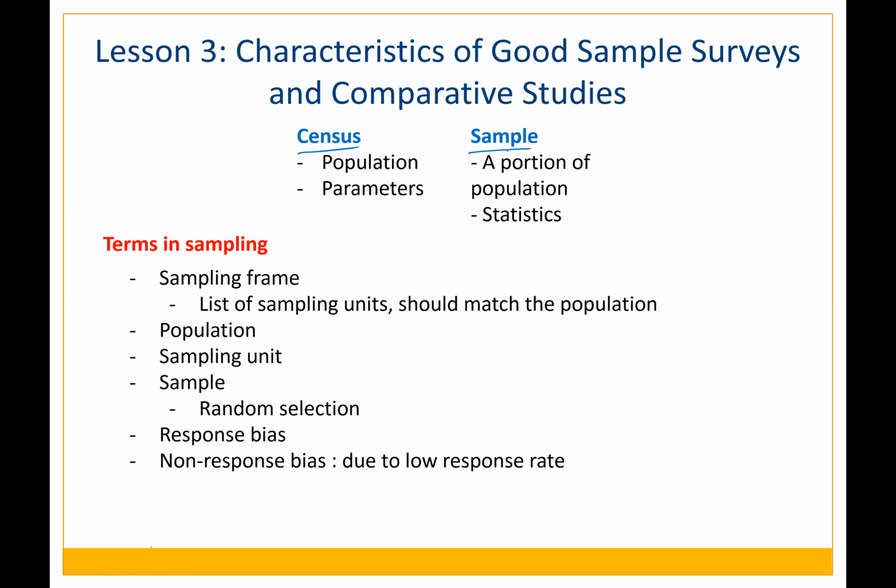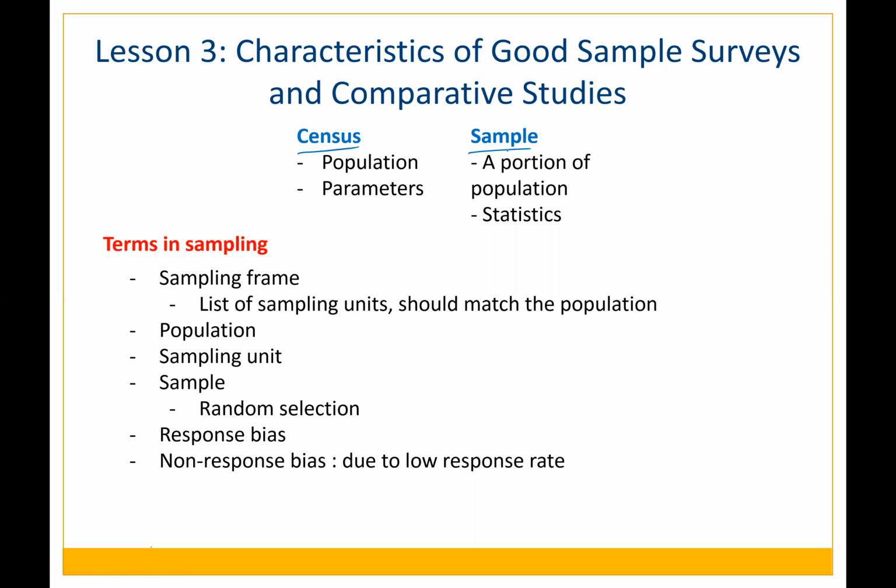Now there are some terms in sampling that we need to know. A sampling frame is a list of sampling units. When you choose a sample, the sampling frame is where you pick out the subjects you're going to survey. Usually the sampling frame should represent the population, giving a big picture of what the population is like. Say you want to understand the American population but you only survey Pennsylvania or California. That is not a very good sampling frame because it doesn't tell us everything about America.